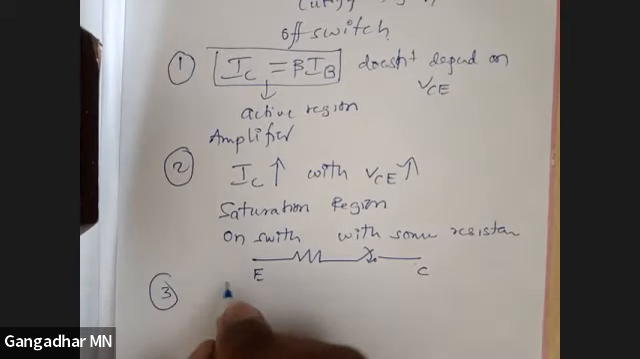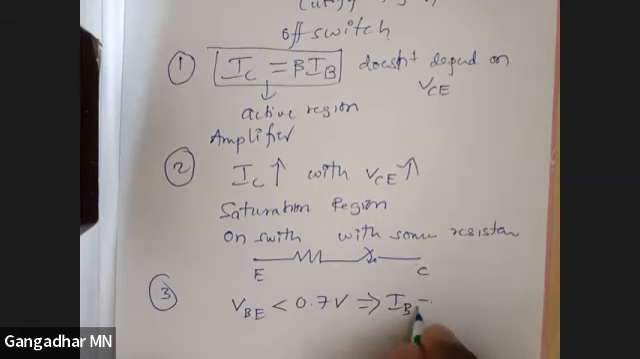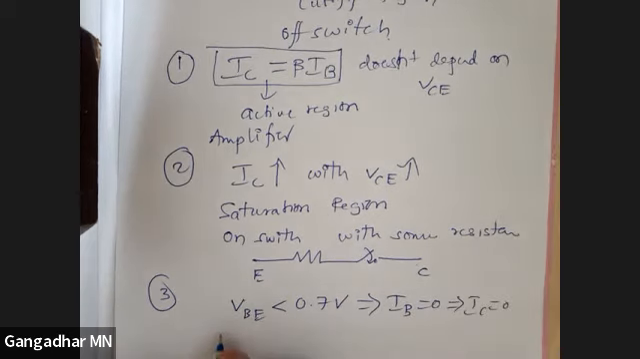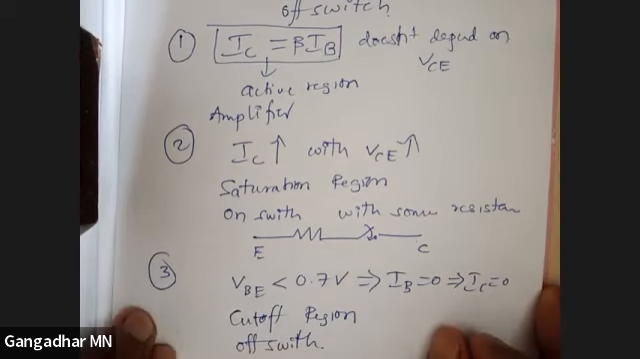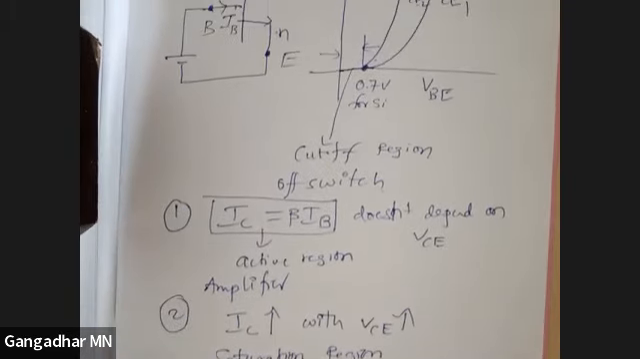And thirdly, the case where you have VBE less than 0.7, meaning IB is 0, even IC is 0. This is cutoff region, and transistor acts as off switch, right? So total, how many regions? There are 3 regions.